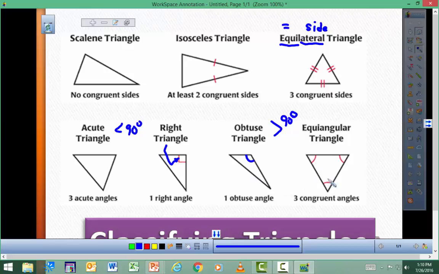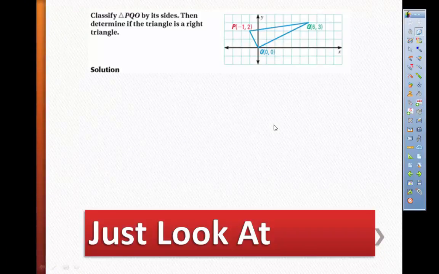And if all three angles are the same, kind of like this scenario up here, we will say it's equiangular. Well, how about that? That shouldn't surprise you. Equi again means equal, and then angular, equal angles. So if you have equal angles, you have equiangular. So there's two ways we're going to be describing triangles. We can describe them by their sides, and we can also describe them by their angles. So let's take a look here.